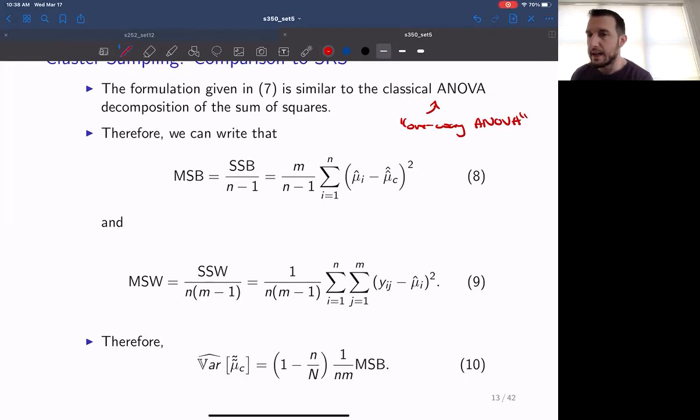MSW is going to be the estimate of the variation within each of the clusters. So you can see from the definition shown in equation 9 that we're taking the squared difference of each observation, so each element in the study, and subtracting the mean of that cluster, right? So these are very traditional estimates. And then we can say that the variance of mu double tilde c, so of our estimator, is going to be the FPC multiplied by 1 over n times m times the MSB, okay?